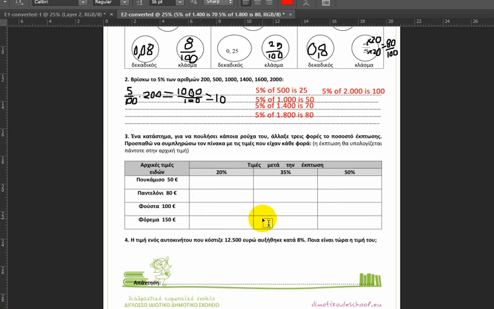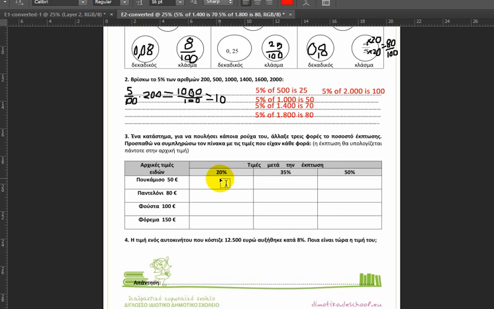So here, there's a store, and it changed prices a few times. And basically what it wants us to find is the price of each of the products after the discount. Okay, so here, for example, it says that we have a button-up shirt for 50 euros, and it's on discount for 20%. So we want to find how much it would cost after a discount of 20%.